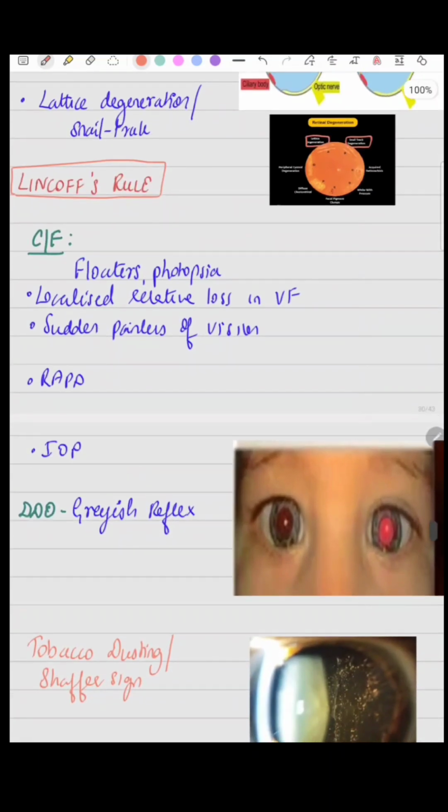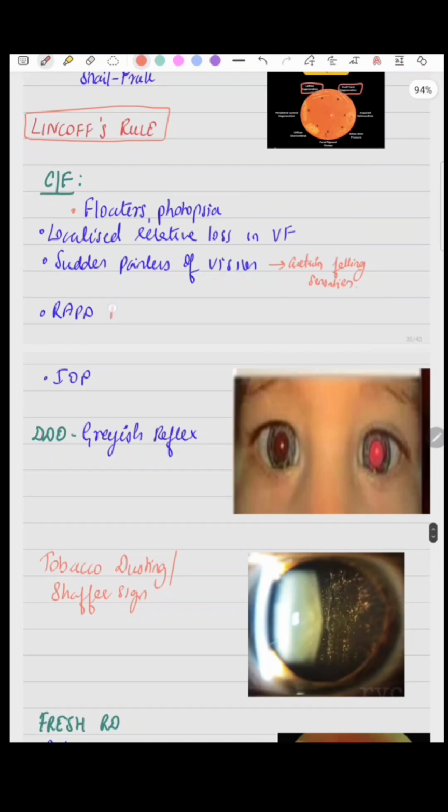Clinical features: the prodromal symptoms include flashing lights, floaters and photopsia. Localized relative loss in the field of vision of the detached retina, and there will be sudden painless loss of vision. The patient usually complains of a curtain falling sensation or a dark cloud. There can be associated Marcus Gunn pupil or RAPD.